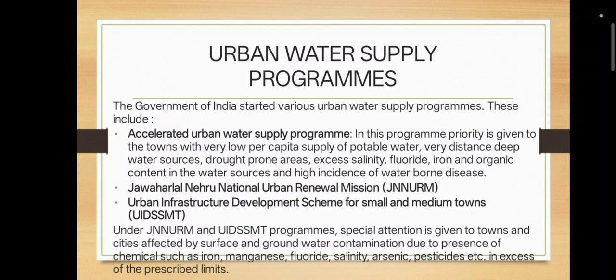Urban Water Supply Program. Government initiatives include the Accelerated Urban Water Supply Program, Jawaharlal Nehru National Urban Renewal Mission, and Urban Infrastructure Development Scheme for small and medium towns. These programs are primarily for towns with low per capita water supply, drought prone areas, and regions affected by contamination from chemicals like fluoride and arsenic.